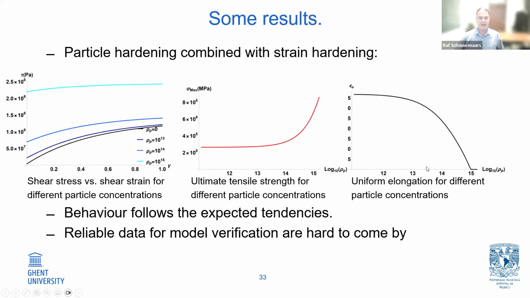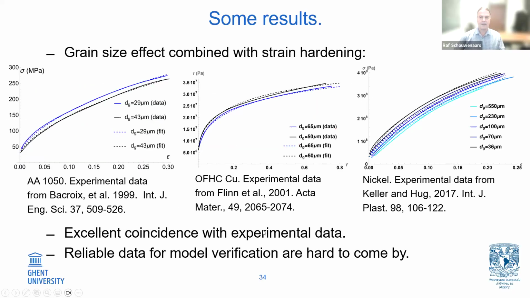This predicts the tendencies. I haven't found a single paper to date where particle densities were systematically varied without varying anything else. So it's very difficult to find a real proof that this works. And even for grain size effect, it's not so easy to find good curves. But I found a few. So here, aluminum 1050, oxygen-free high conductivity copper, and nickel. And I applied my modified Kocks-Mecking model to them, and I find what are, in fact, excellent fits.